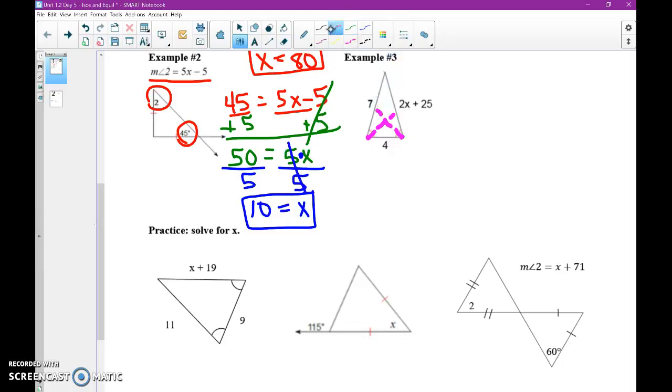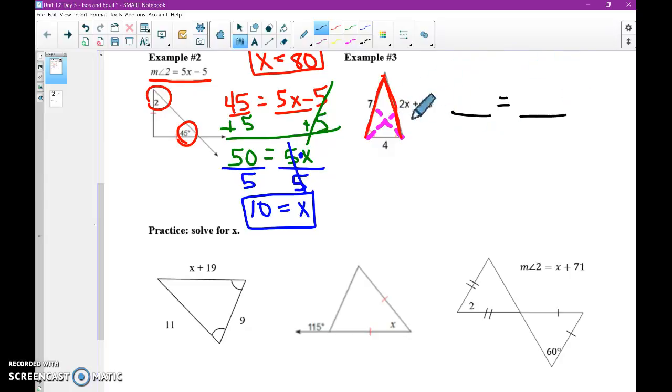Okay, so the 2 sides that are equal to each other are this one and this one. You do not have to use every single number in a problem. Just because there's a 7, a 4, and a 2x plus 25 there does not mean you're going to use all of those numbers. Okay, in fact, with this one, you don't use all of them. There are only 2 sides that are equal to each other. That's why I only have 2 lines here.